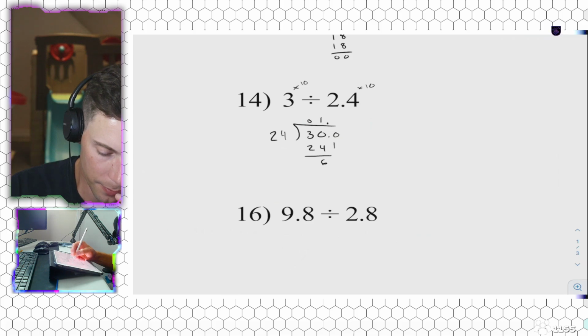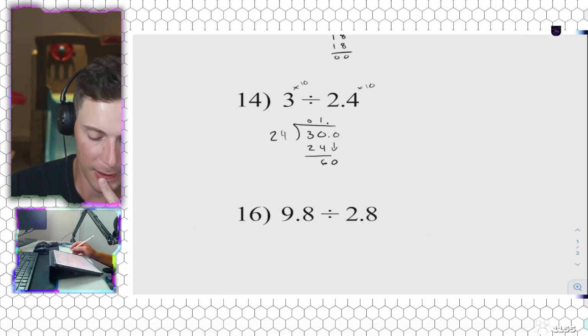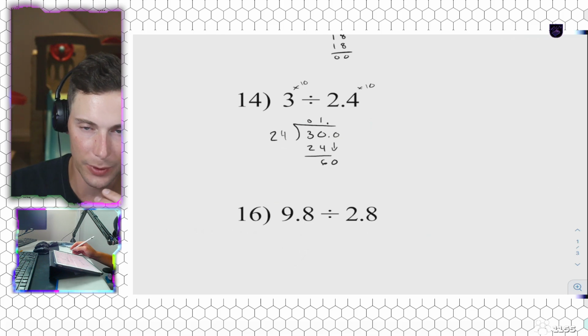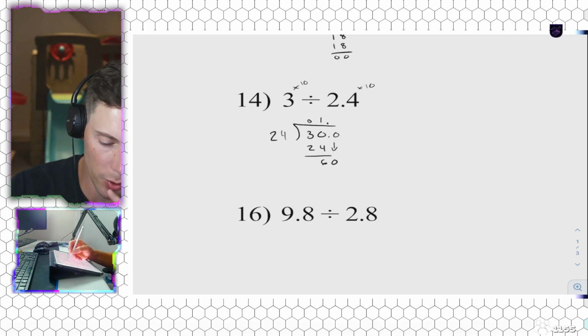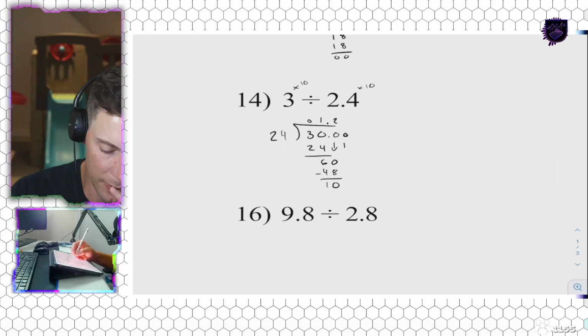Drop down our 0. 24 and 60. How many times does 24 go into 60? Well, 24 times 2 is going to be 48. Let's put our 2, 48, and do our subtraction there. So that's going to be 12. Let's add another 0 and drop that down.